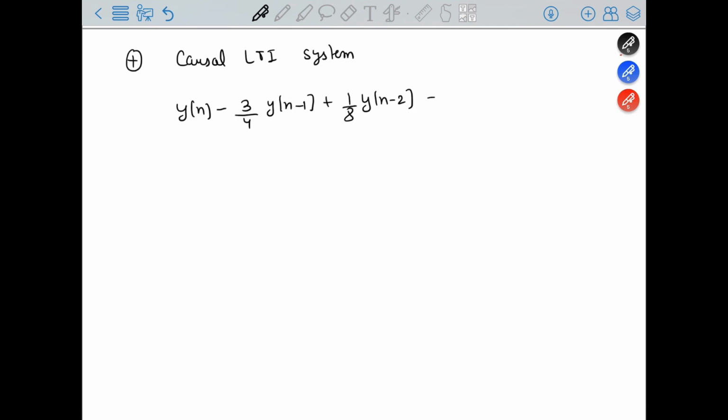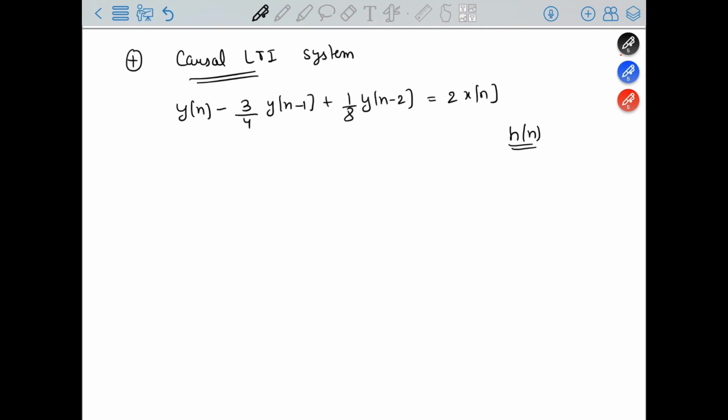Now we'll see some solutions related to the LTI system, and how these properties can be used in it. Suppose we have a causal LTI system, y[n] minus 3/4 y[n minus 1] plus 1/8 y[n minus 2] equals 2x[n], and we wish to get the impulse response of this causal LTI system. So we want h[n].